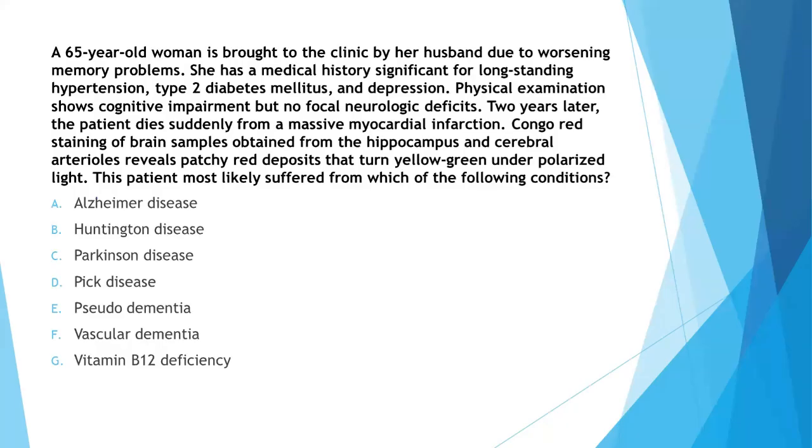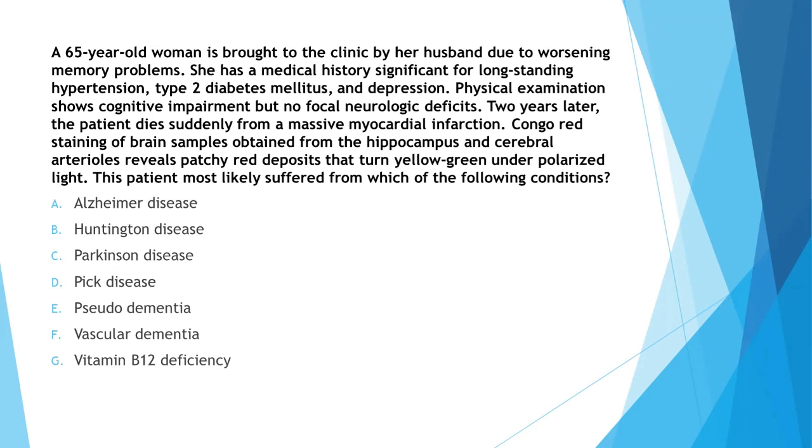So question number one, the patient most likely suffers from which of the following conditions? A 65-year-old woman is brought to the clinic by her husband due to worsening memory problems. She has a medical history significant for long-standing hypertension, type 2 diabetes mellitus, and depression. Physical examination shows cognitive impairment but no focal neurological deficits. 2 years later, the patient suddenly dies from a massive myocardial infarction.